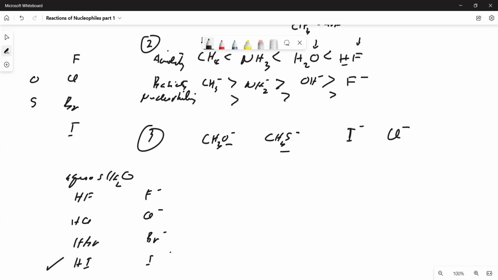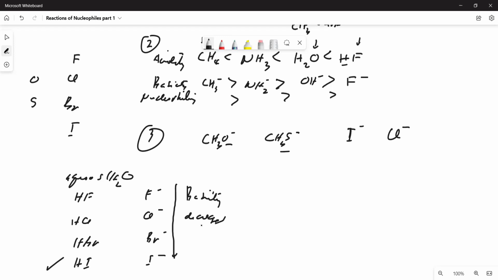So therefore, in water, the iodide is the weakest base. So the basicity in water, going down, decreases, where the iodide is the weakest base.